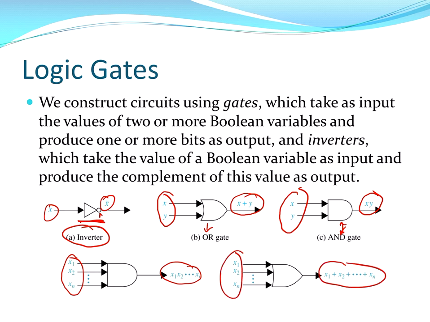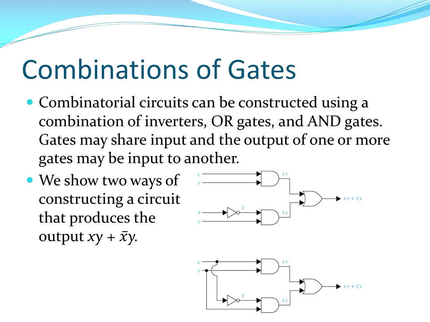We can combine these together to create various circuits to express Boolean functions, or to give us the output of Boolean functions. Here's one example: we want to create a circuit that gives us the output for x times y plus the complement of x times y. That means we're going to need two AND gates and inputs for x and y.